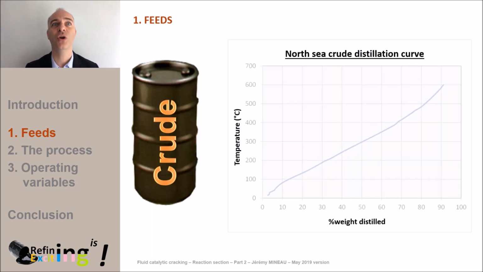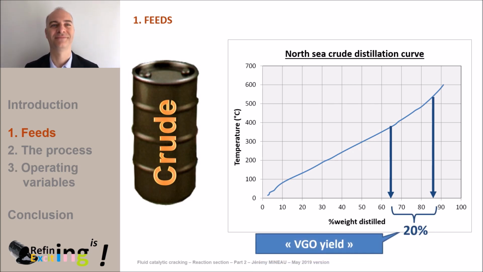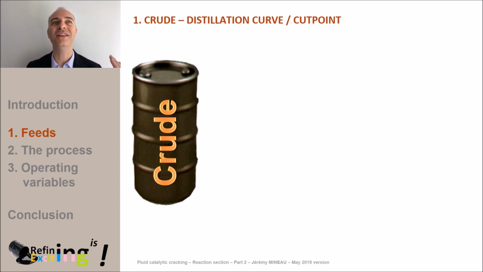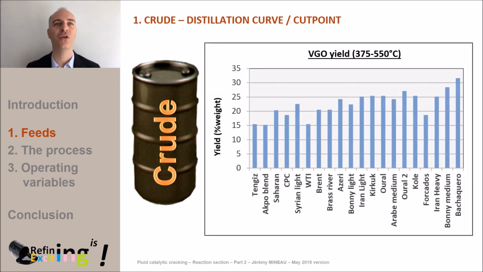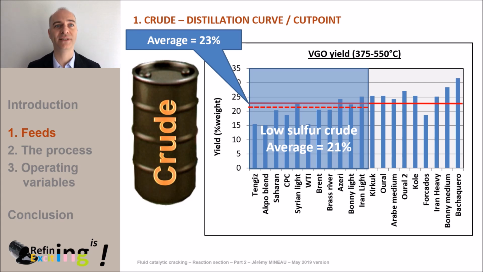With such a boiling range, we see that for North Sea crude, the VGO cut represents about 20% by weight of the crude. This is called the VGO yield of a crude. Depending on the crude, this VGO yield varies between 15 and 30%, with an average value of about 23%. However, this quantity tends to be higher for high sulfur crude rather than for low sulfur crudes. Indeed, low sulfur crudes present an average VGO yield of about 21%, whereas the high sulfur crudes present a VGO yield of about 26%.